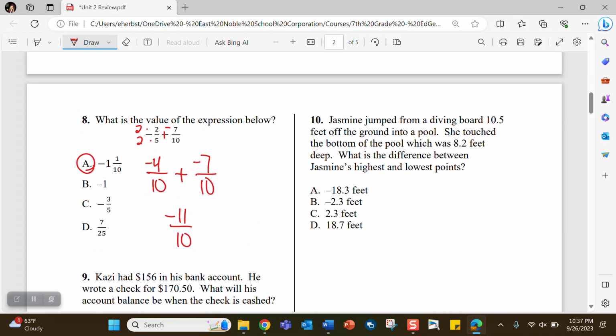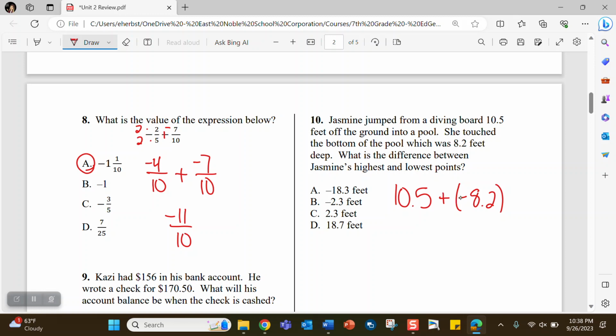Finally, question 10 says that Jasmine jumped from a diving board 10.5 feet off the ground into a pool. She touched the bottom of the pool, which was 8.2 feet deep. What is the difference between Jasmine's highest and lowest points? So again, we want to start with our biggest number, 10.5. And we're going to calculate the difference, so we're going to subtract. We have to be careful here because we're 8.2 feet underwater.